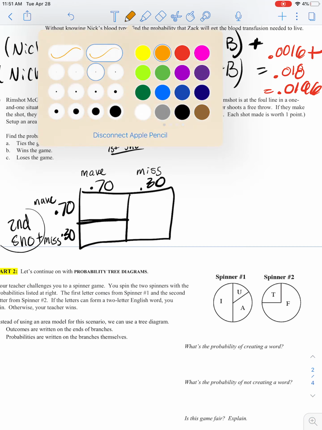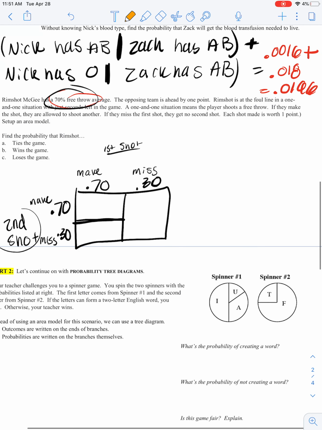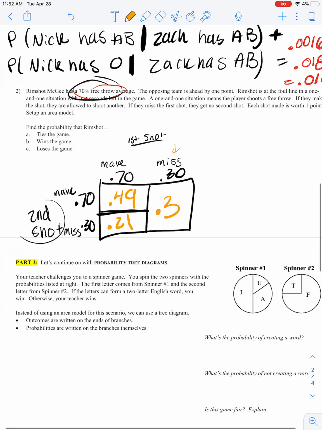Now let's find the areas of these possibilities. The probability that he makes the first shot, then makes the second shot, is the area of this square. 0.7 times 0.7 is 0.49. The probability that he makes the first shot but misses the second shot is 0.7 times 0.3, which is 0.21. And last but not least, the probability that he misses the first shot is still just 0.3 because if you missed, you missed. So if you miss the first shot, you don't get a second.